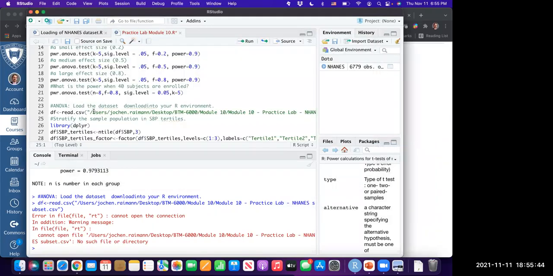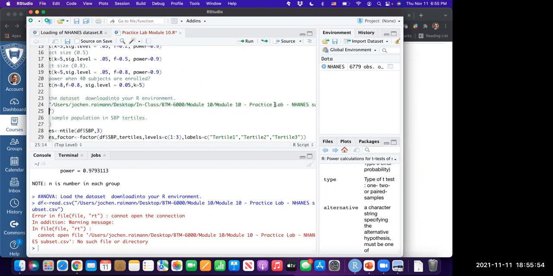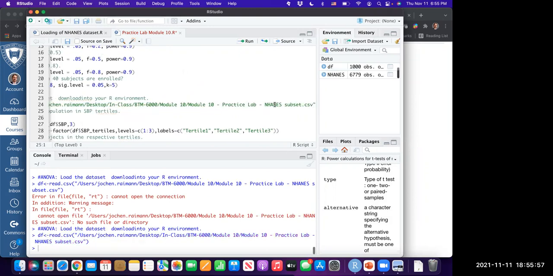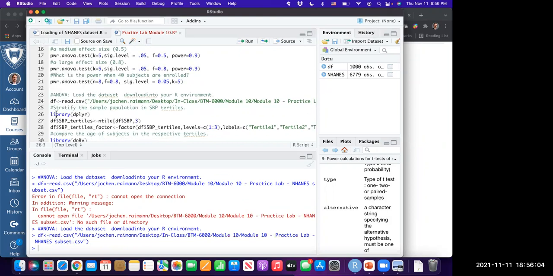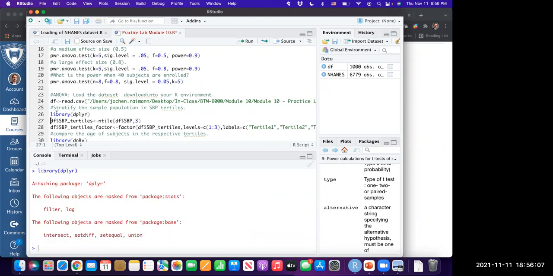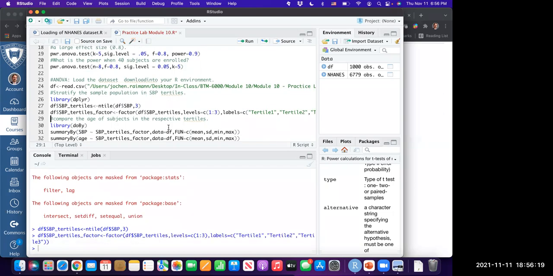So now we have here our enhanced data set. This is what I meant: usually you would not do this, but we are now stratifying our SPP into tertiles. We're building 3 tertiles, and we're transforming our tertiles here into 3 factors.